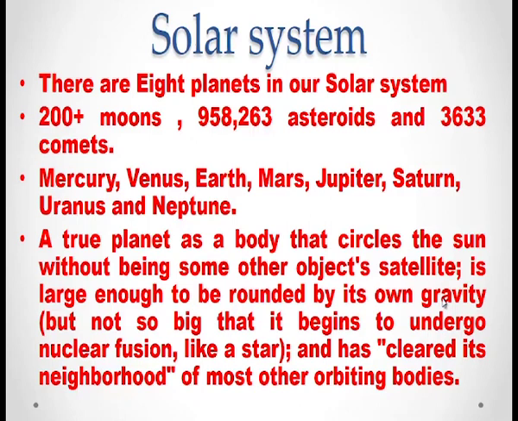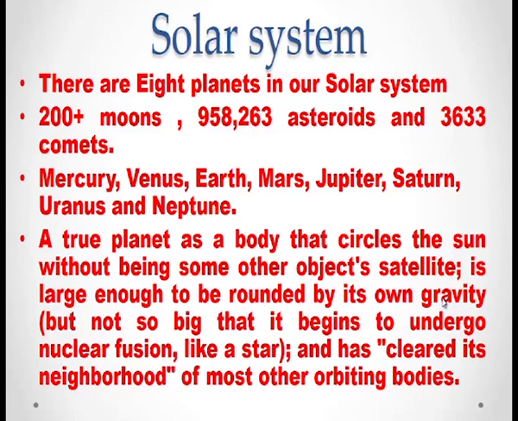So, to be a planet, it should revolve in a circular orbit, and it should not be a satellite to other objects in the universe, and it should be large enough to be rounded by its own gravity. All planets are proposed as spherical objects in the solar system.